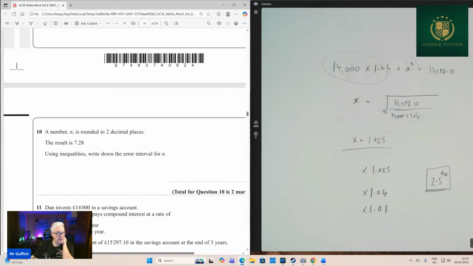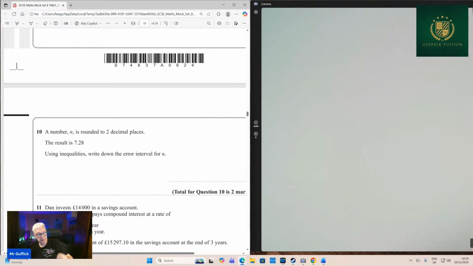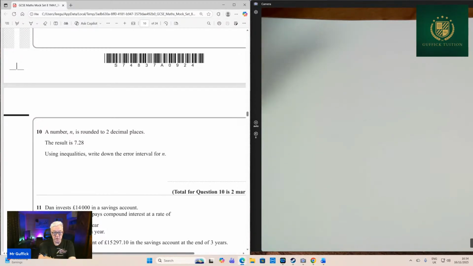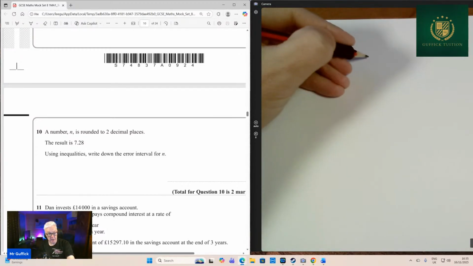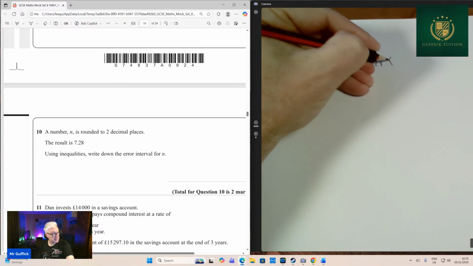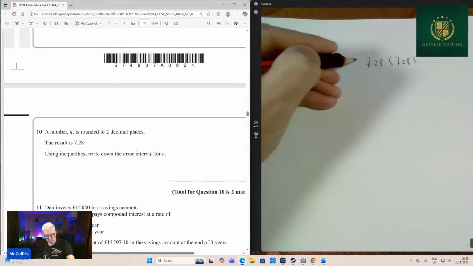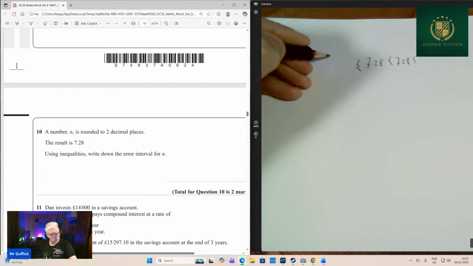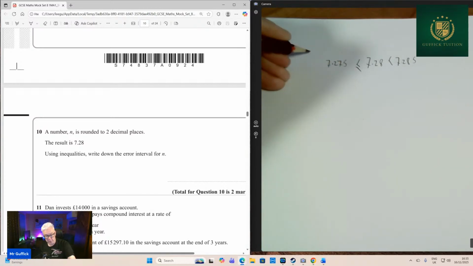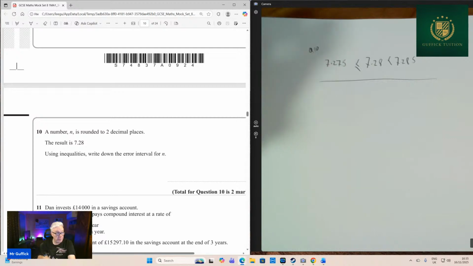Question 10, a number n is rounded to 2 decimal places. The result is 7.28. It says using inequalities, write down the error interval. So 7.28, we're going to say is going to be less than 7.285. You've got to think of the upper bound, but greater than or equal to 7.275. And that would be the answer for question 10. So think about bounds, and think upper and lower bound.